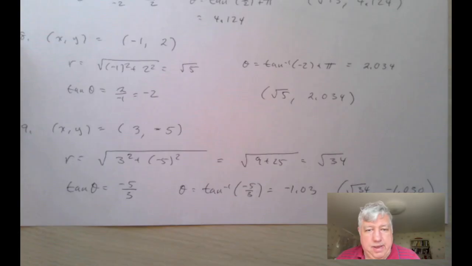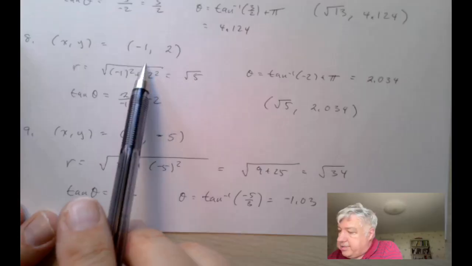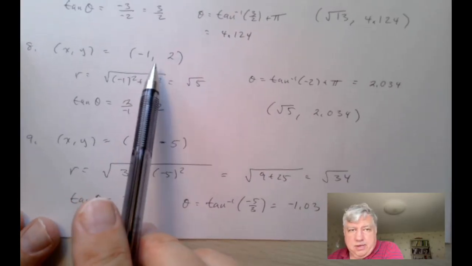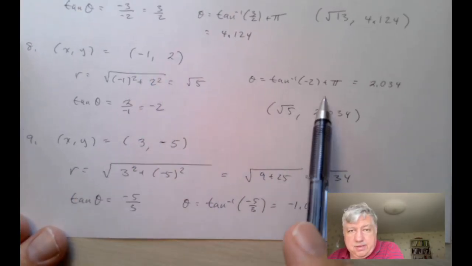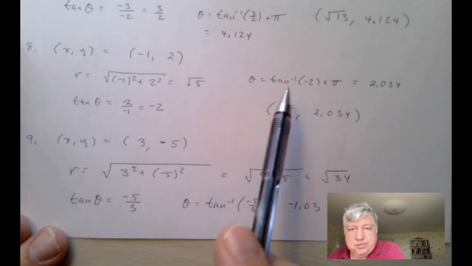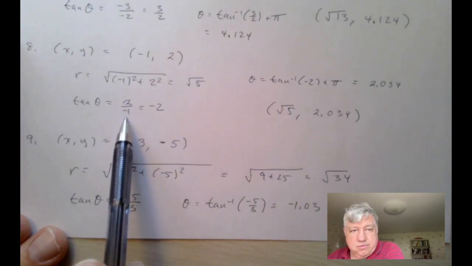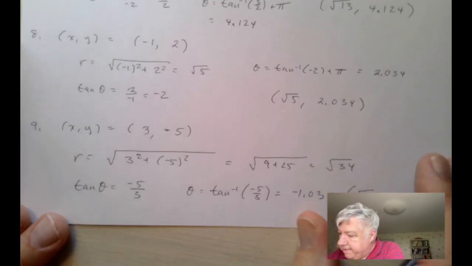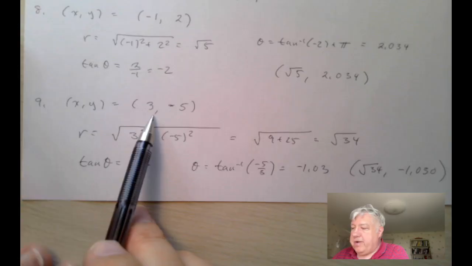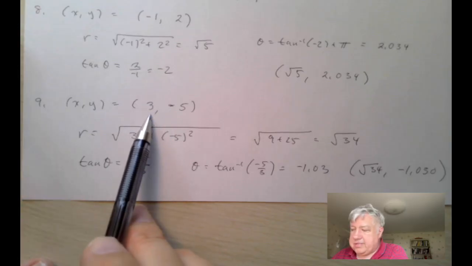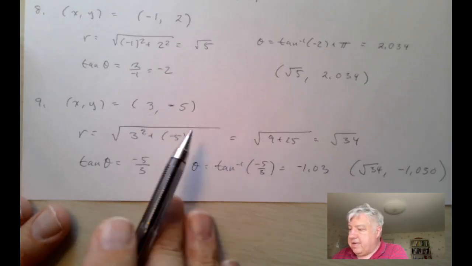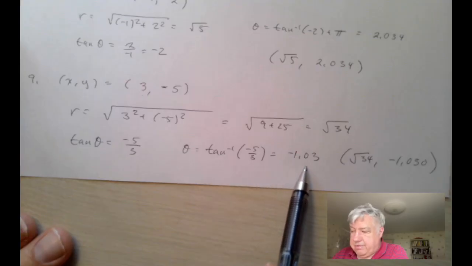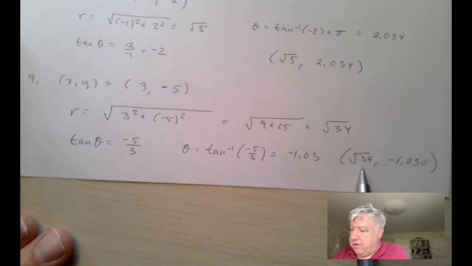Okay, and then hopefully you came up with this. For this case, x is still negative, so we have to add pi to the inverse tangent of negative 2 over negative 1. So that's 2.034. And in this case, this point is in the fourth quadrant, so x is positive. So we just take the inverse tangent and we don't add anything to it. So we get square root of 34, and then negative 1.030.